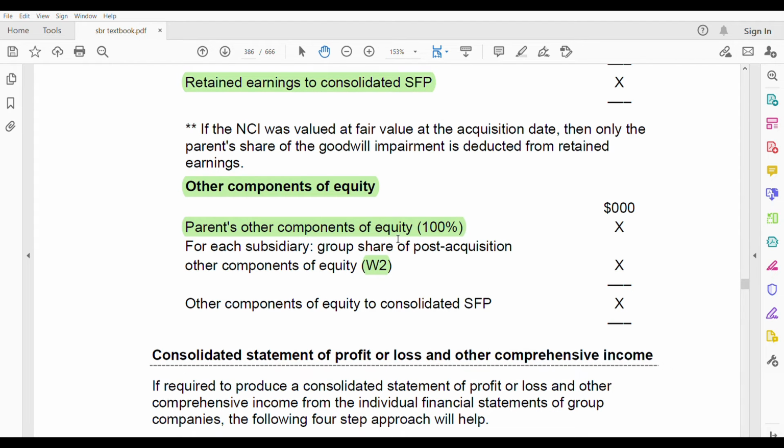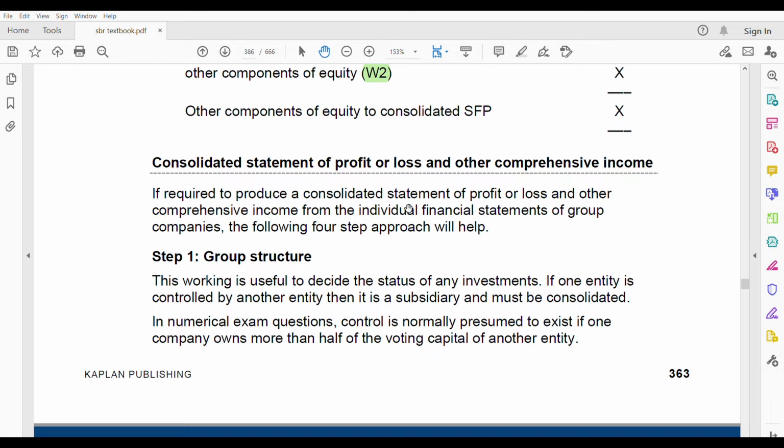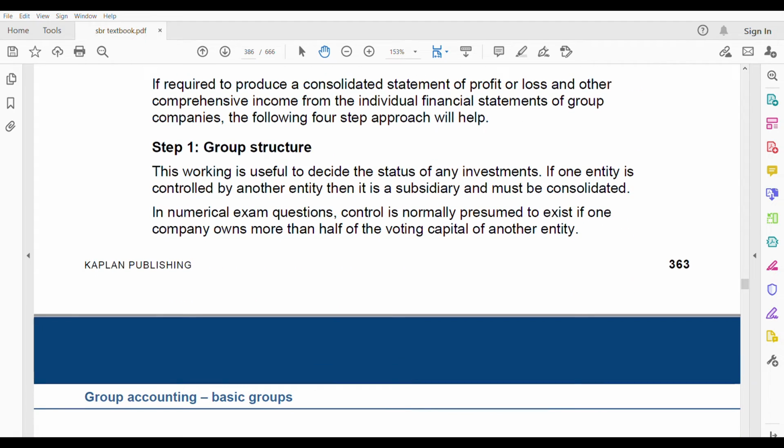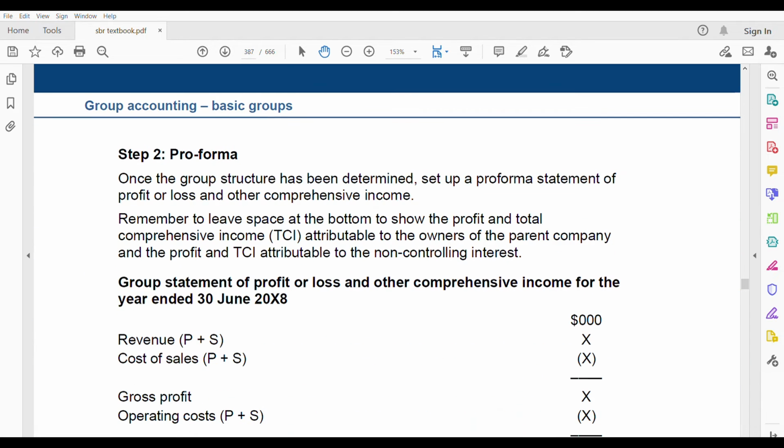Now we are going towards the consolidated statement of profit or loss and other comprehensive income. We are over with the statement of financial position. Here also, what should you do? Group structure. Okay. Proforma. So this proforma you can follow for the group statement of profit or loss and other comprehensive income.